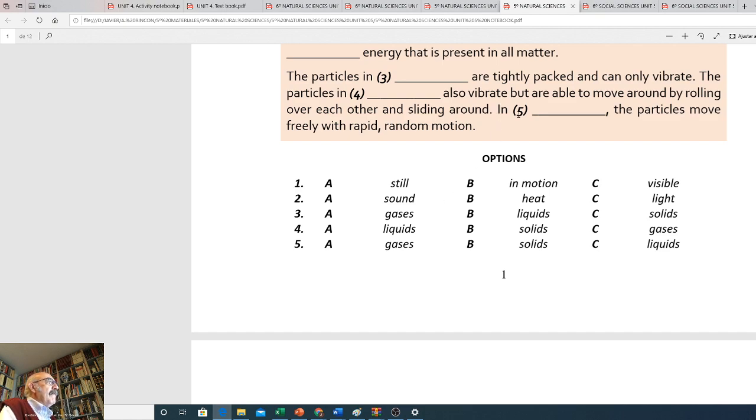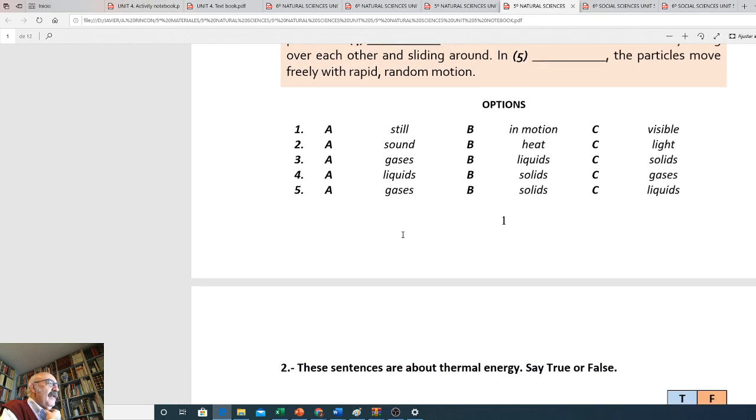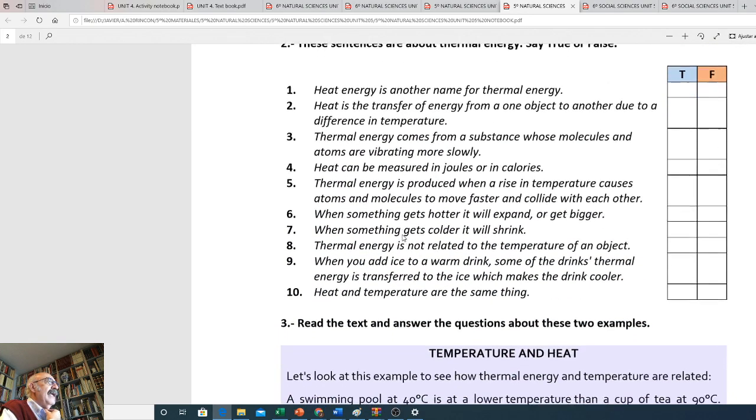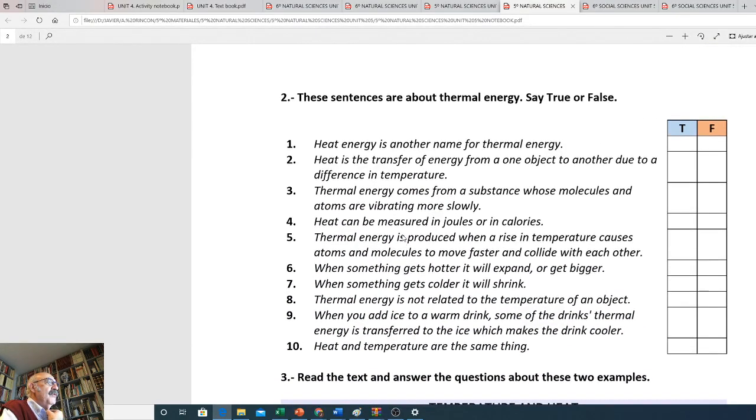Next, in the particles move freely with rapid random motion. Rapid, very fast. They move very fast. So the correct answer, very good, you have guessed correctly, are gases. So number 5 is gases. Very good. And we have here the exercise number 2.